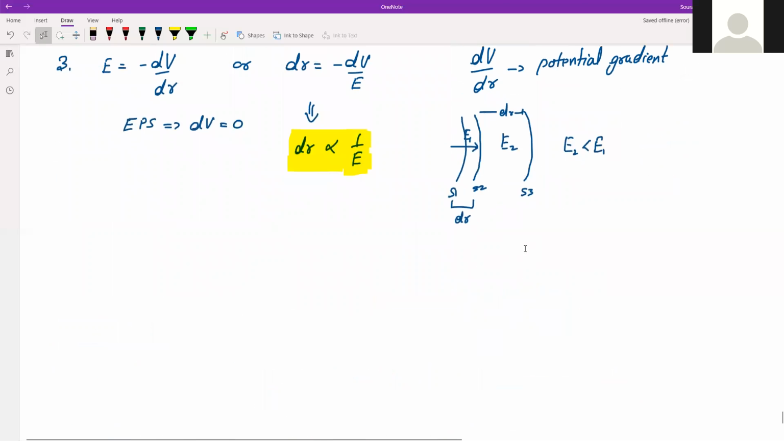Okay, then there is the next property, which says two equipotential surfaces cannot intersect. That is the next characteristic of equipotential surfaces. If two equipotential surfaces intersect, then at the point of intersection there will be two values of electric potential, right? So what does that mean?